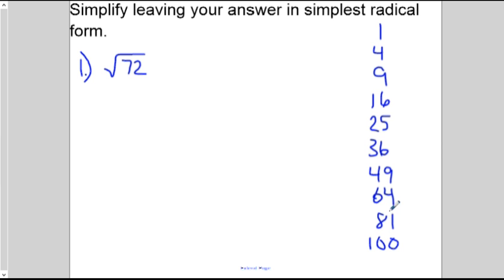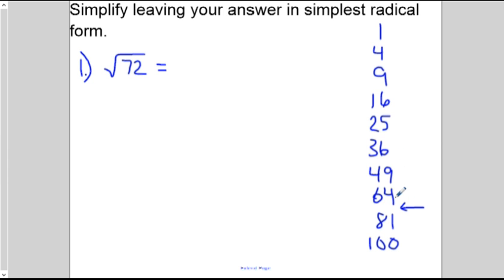Okay. Now, what you do is you find the largest perfect square that divides into 72 evenly. Don't jump around and say, hey, I know 9 goes into it. Yeah, but 9 might not be the largest perfect square. So, how I always teach it is I find the number in the list. Well, 72 would be between 64 and 81. And you work your way up the list until the largest perfect square divides into it evenly.